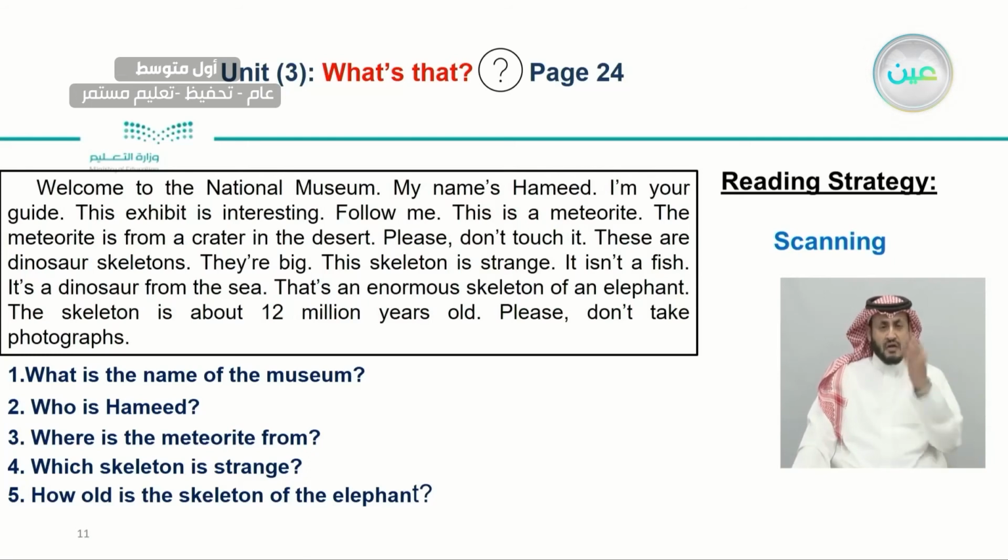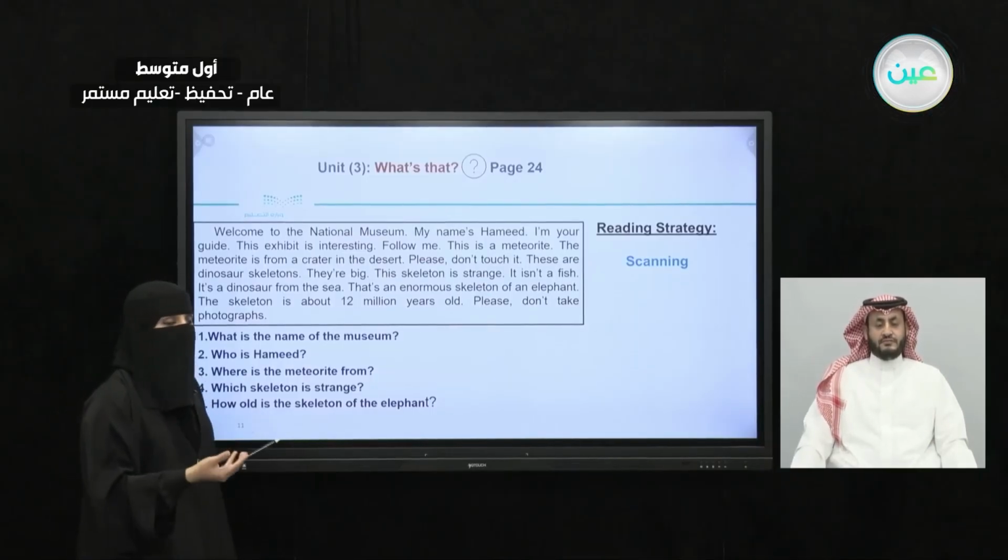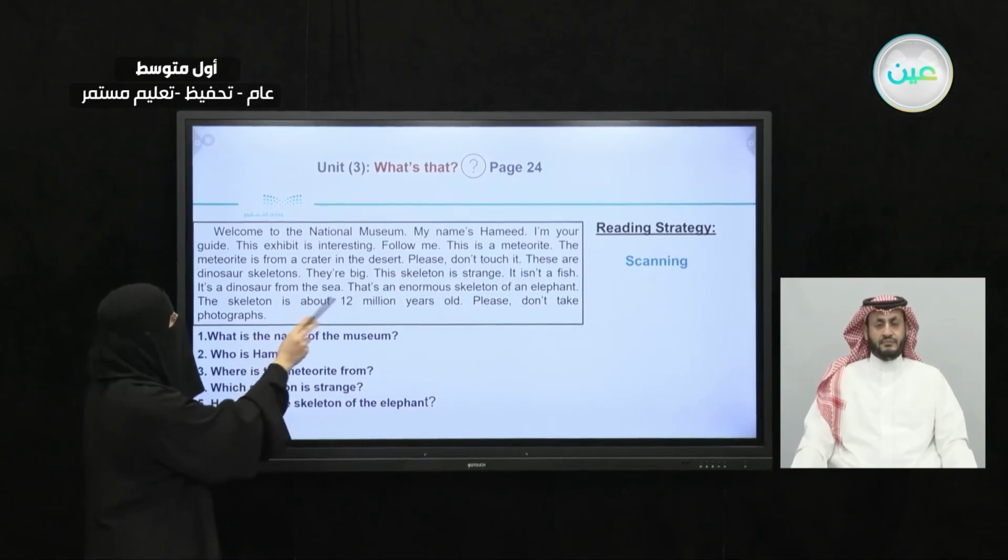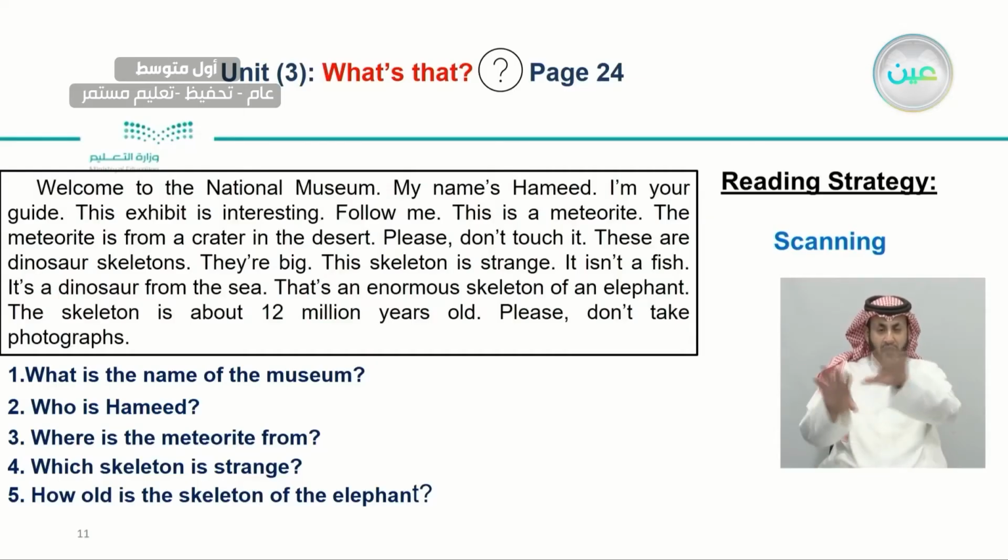How about the third one? Where is the meteorite from? Probably a name of a place. Try to figure it out. Take your time. Good job. How about the fourth one? Which skeleton is strange? Look at this word, strange. Go and find it out. Scan for strange. Where's the word strange?